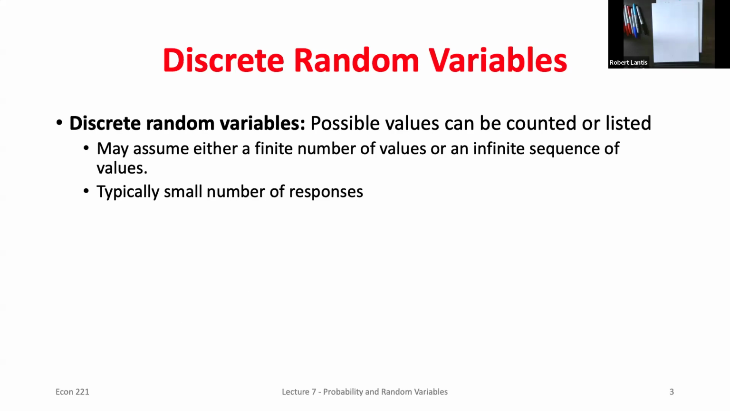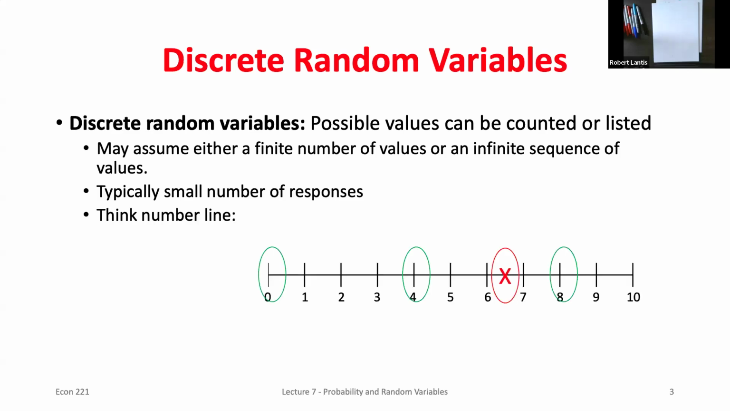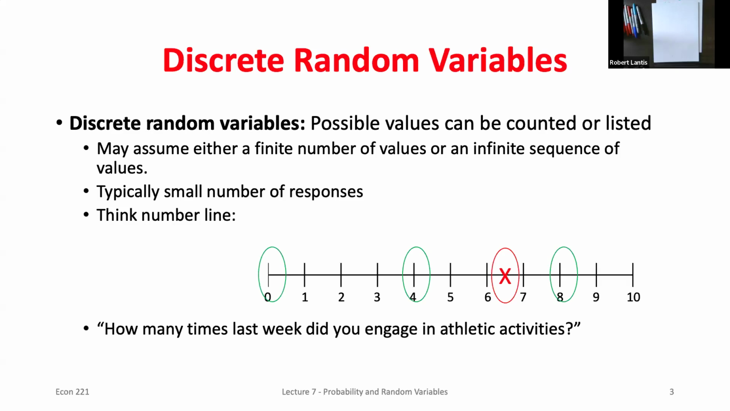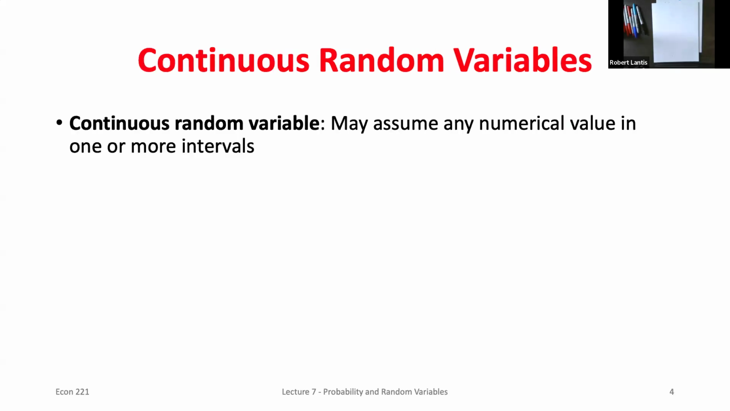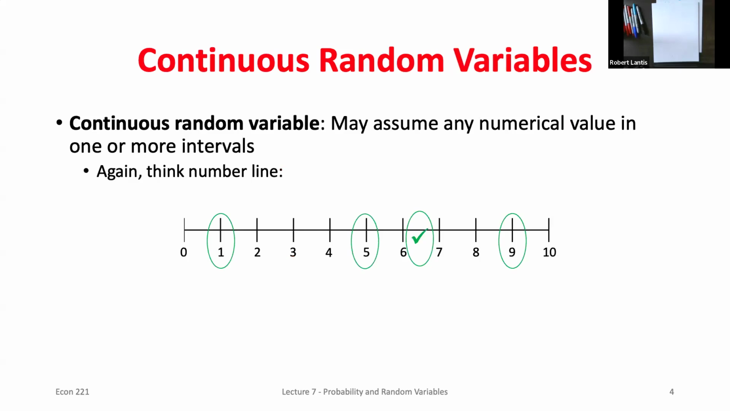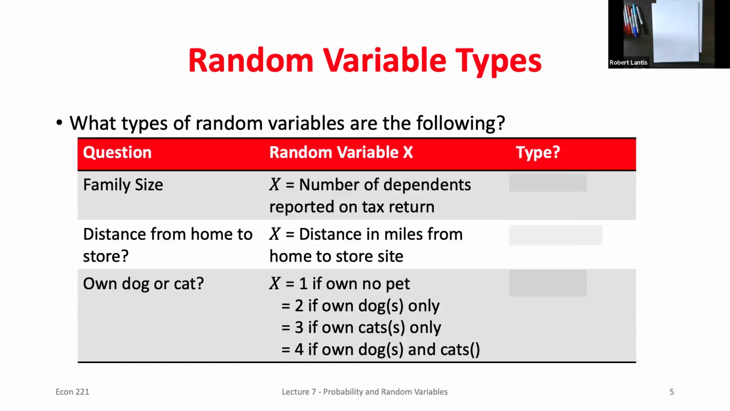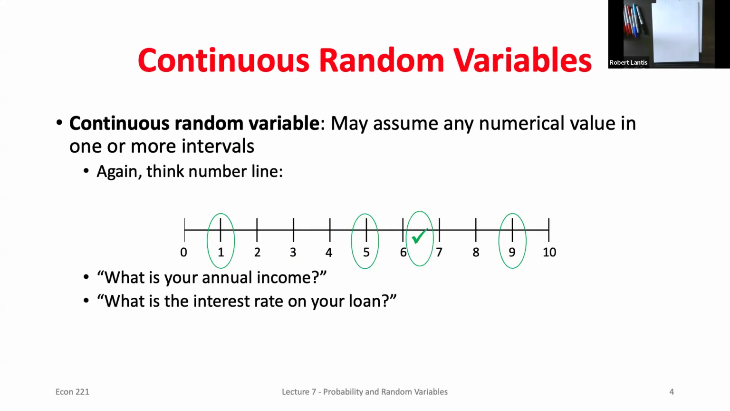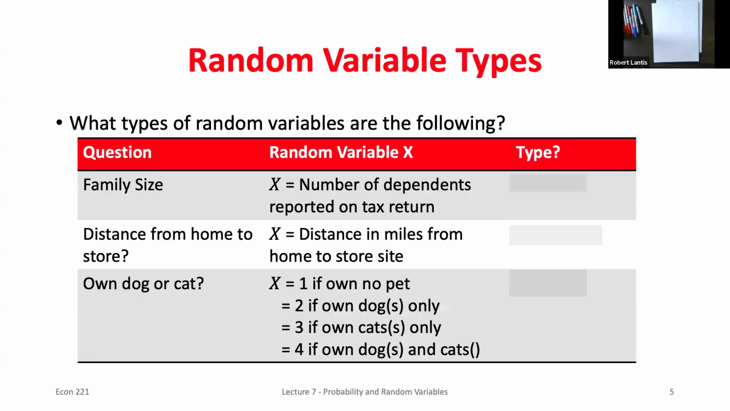Usually we'll look at discrete random variables that have a smaller or finite number of values. Once again, this is discrete where we don't see anything in between. So how many times last week did you engage in athletic activities, or how many days did you do such and such? I can only see the actual integer values. And then with continuous random variables, once again, I can see any value: annual income, interest rates. It's very similar to what we were talking about before with discrete and continuous values, just applied to a random variable.